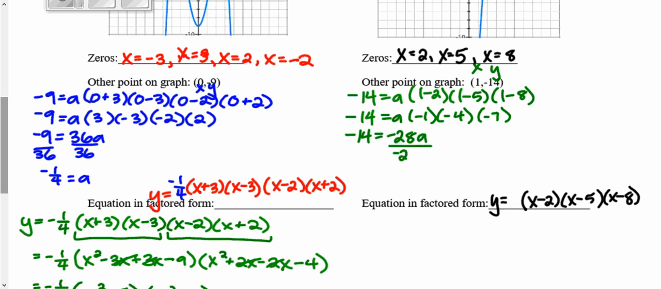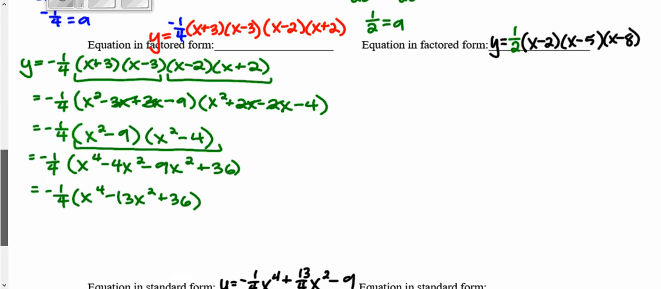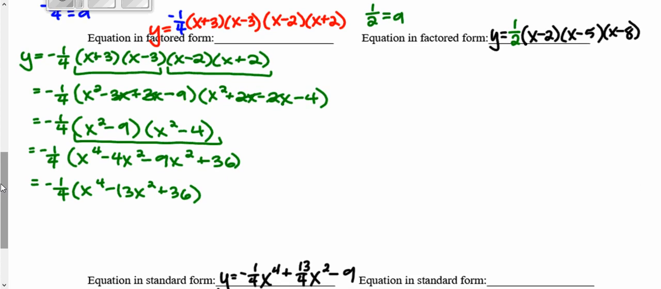If I divide by negative 28, you can say that that's 0.5 or just 1/2. So it's a positive leading coefficient, which should make sense because this was a squiggle upwards. Even though it's a fraction, it's still positive. Make sure you put that a value in your factored form. So now we're taking this to standard form, and so in standard form you just have to multiply everything together. So I'm going to rewrite our factored form.